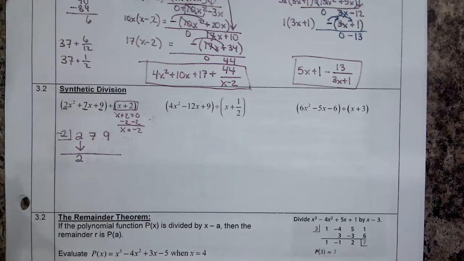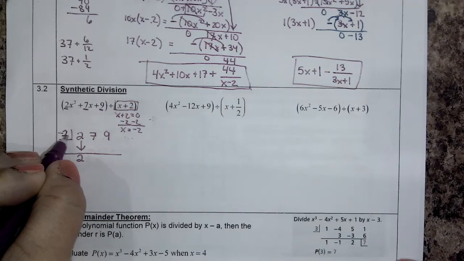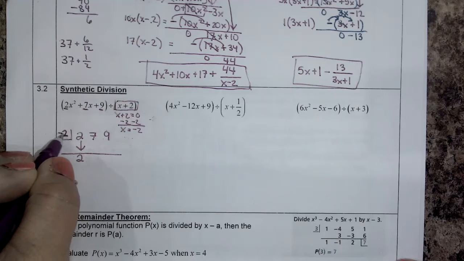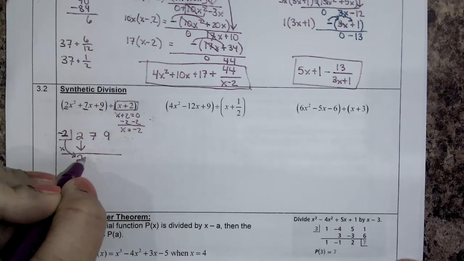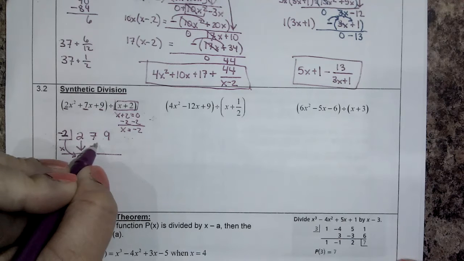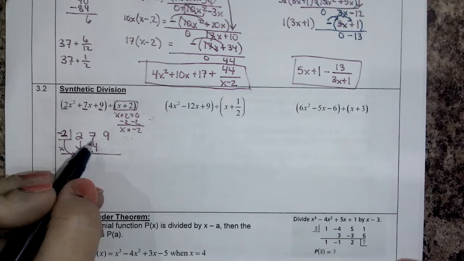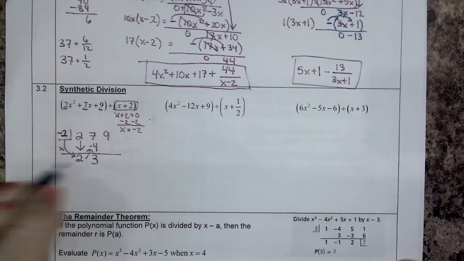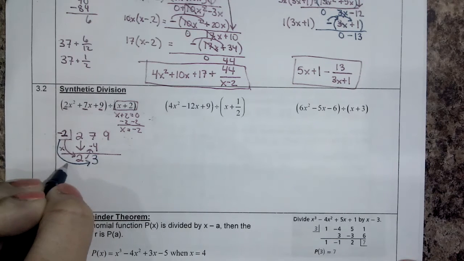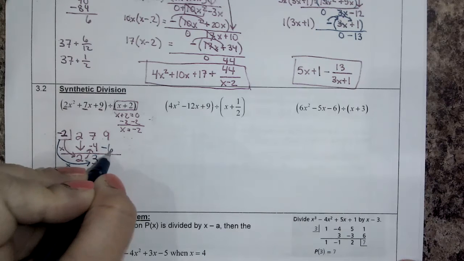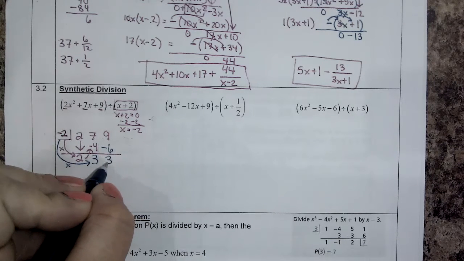Now in synthetic division, we're actually multiplying to get the answer. That's why it's called synthetic division. So we're going to say, okay, -2 times 2 is -4. Okay, so now I'm going to add those two. So 7 plus -4 is 3. Now I'm just going to repeat it. So -2 times 3 is -6. And when I add those, it gives me 3.